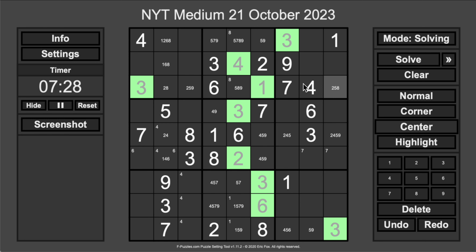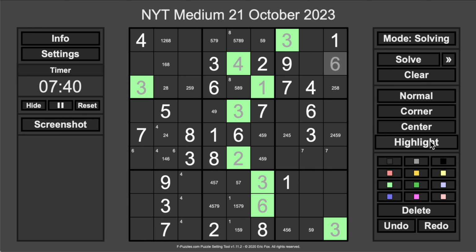But actually, 1, 3, 4, 7, 9. I need to place a 6, but these cells are out because of that. This cell is out because of that 6. So the only place for 6 in box 3 is right there. Now, this 6, along with this 6 and this one, will force that to be a 6. Actually forces this to be a 6.